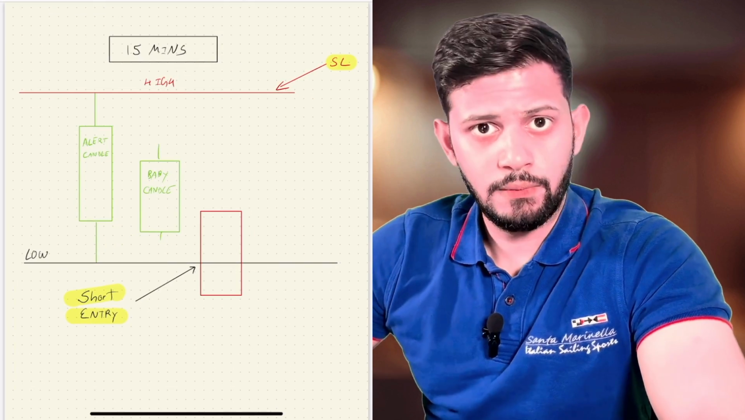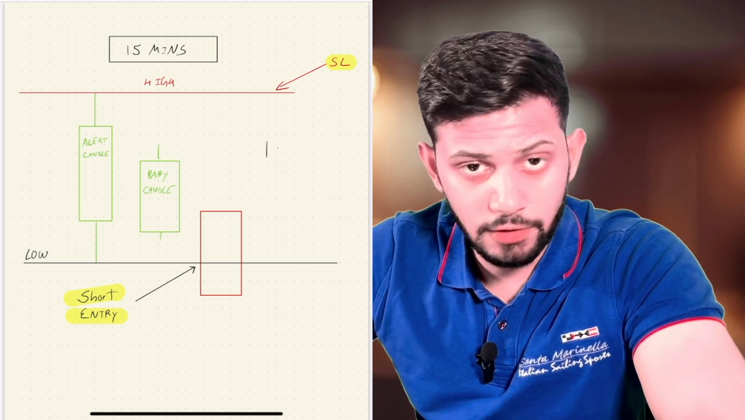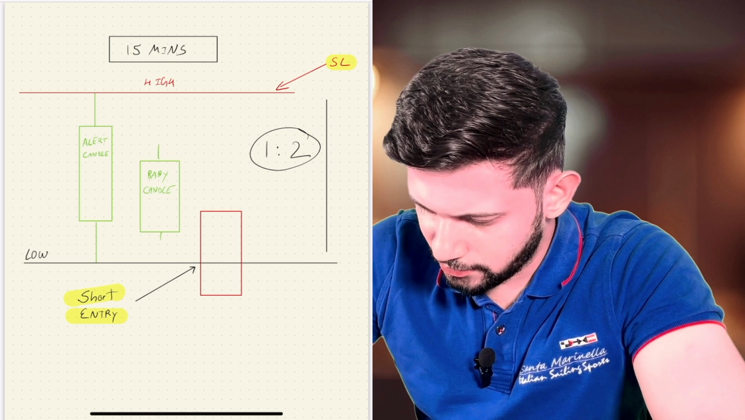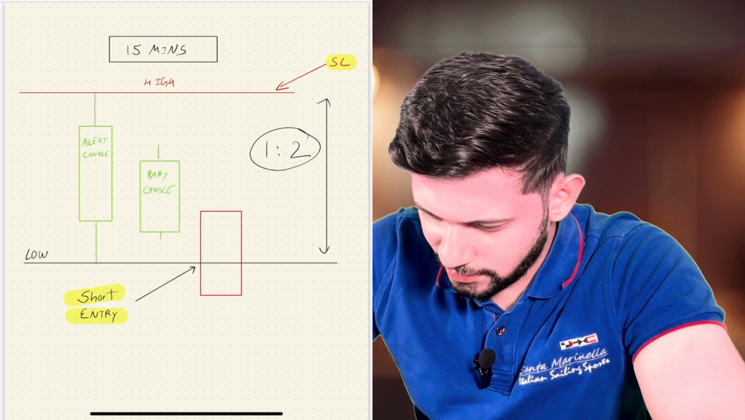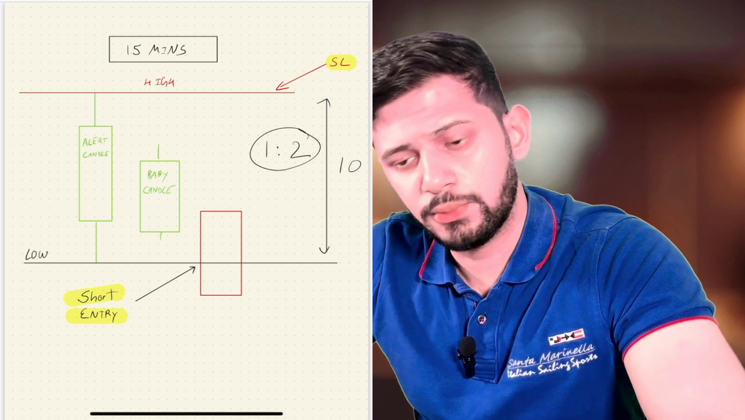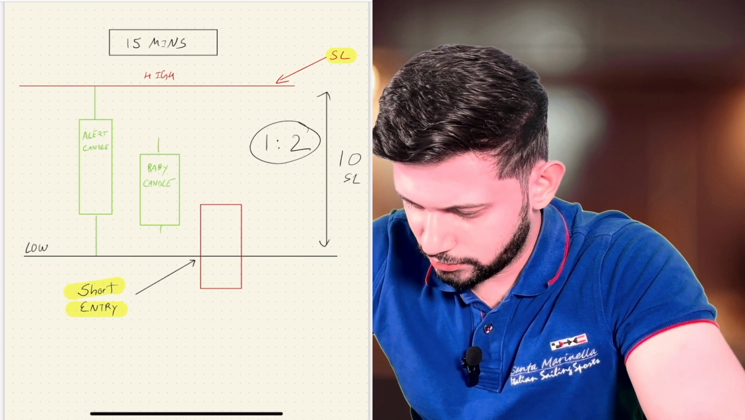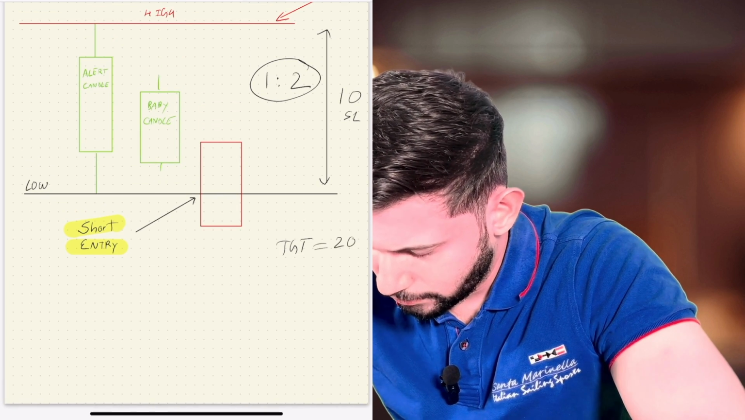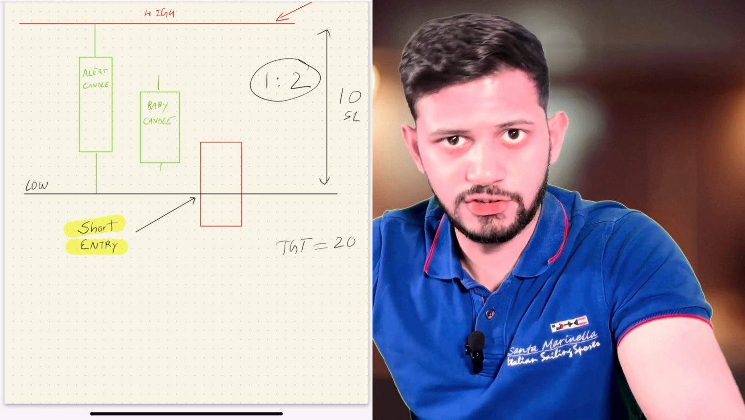Okay, so again, we want to maintain a risk to reward of 1:2 once again. So if this is my stop loss, let's say it's, for example, just say 10 points, then my target will be 20 points, right? So 10 SL, target will be 20. All right, simple 1:2.